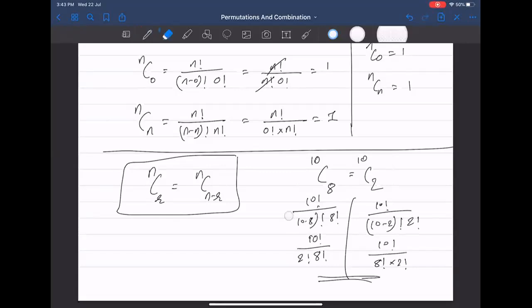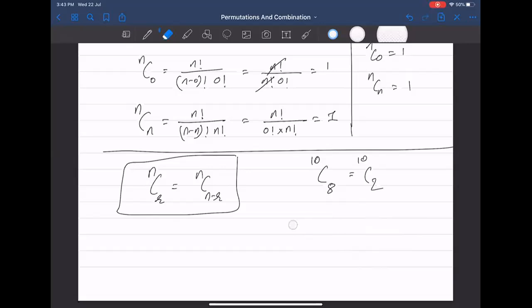So formula wise it is understood, but argument wise also you should understand. Selecting 8 from 10 is the same task as selecting 2 from 10 for rejection. That's a very good result.